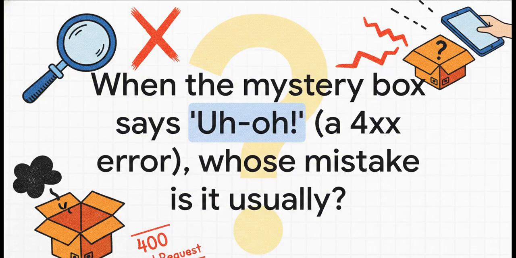If the mystery box sends you back a message that says, uh-oh, whose mistake is it most of the time? Is it the box's fault or our fault? The answer is, it's usually our fault. It means we need to fix the secret message we sent.